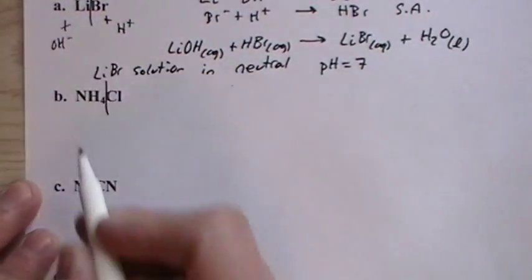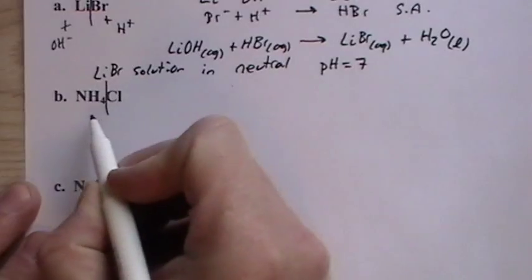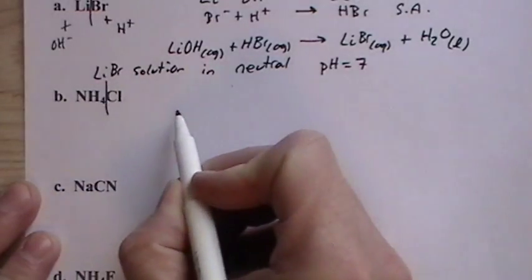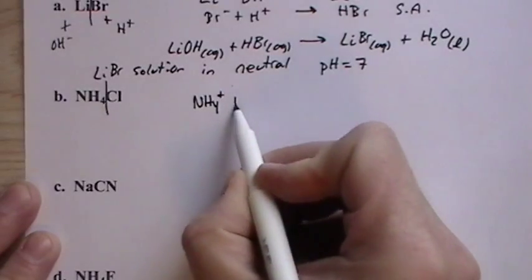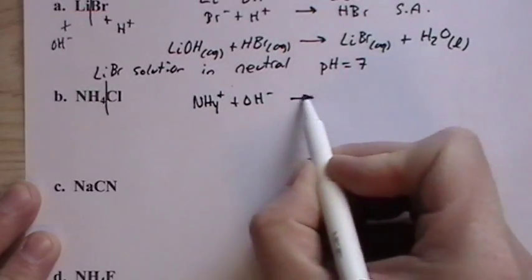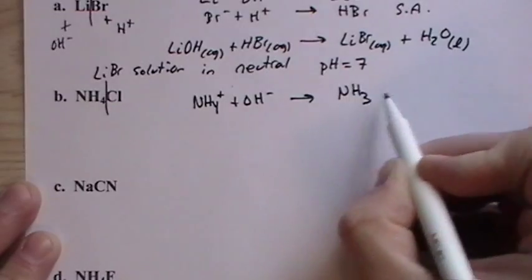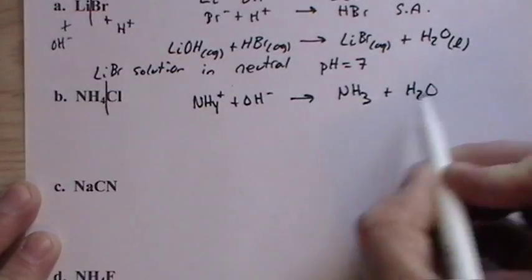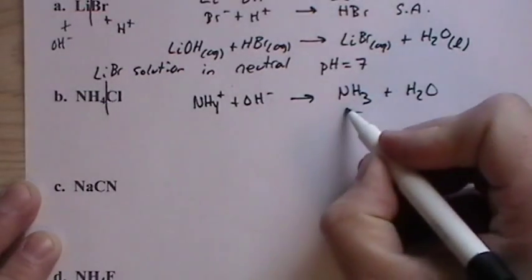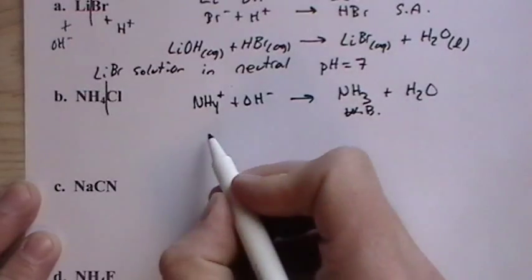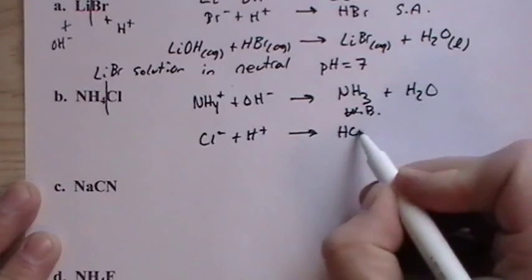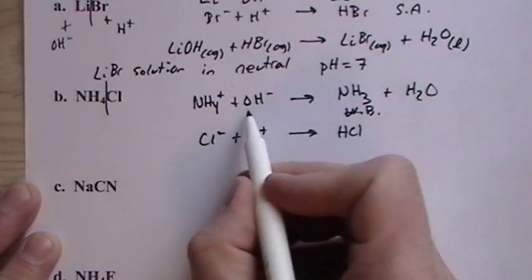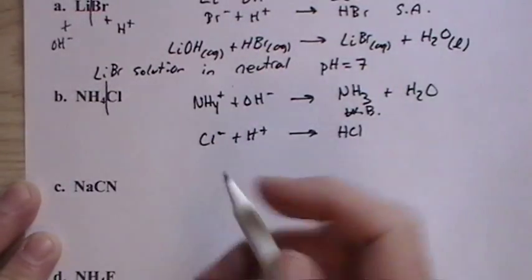Now here we have NH4Cl. Now this is an unusual one. We put OH minus, or attach it, and we get ammonia. And ammonia is a weak base. Cl minus plus H plus gives us HCl. So this is the procedure you use each time. This one's a little tricky, but once you see it once, now you know.